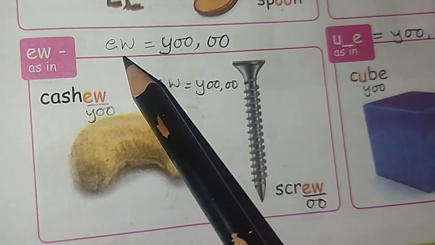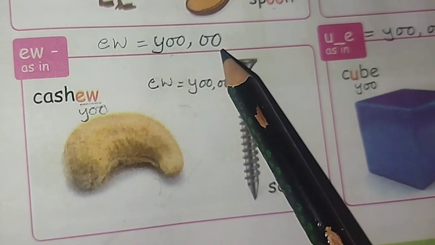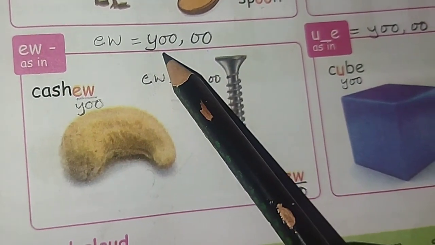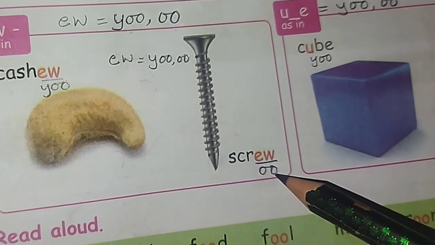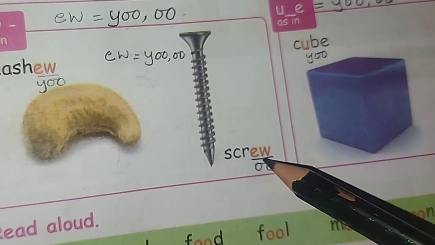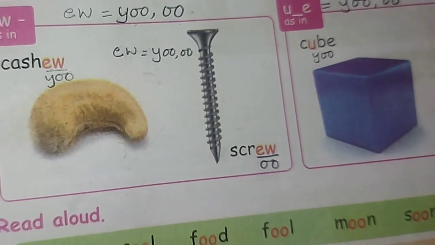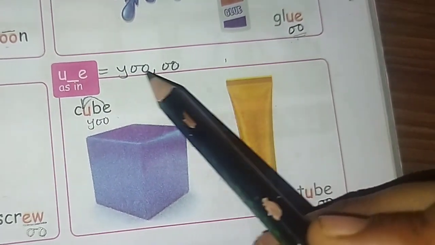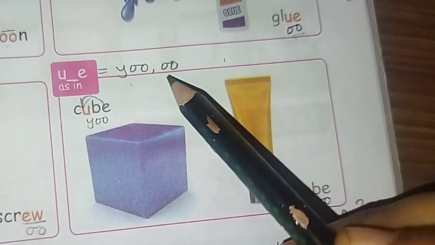Even EW also has U and U sounds. Cashew, it's telling the U sound here. Screw, it's telling the second long sound. Screw. Here, magic E. Here also, U has two long sounds, U and oo.